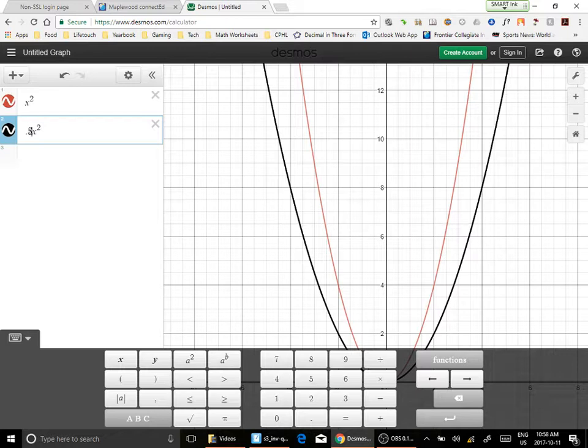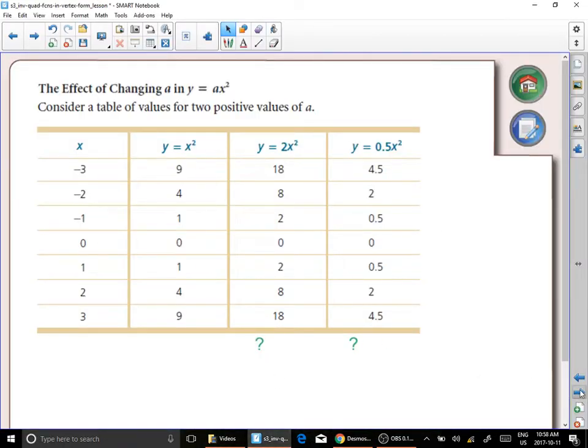When the graph gets narrower, it's because it's being stretched. Narrower isn't really math language. Stretched is more math language. When it becomes wider, it's because it's being compressed. And in both cases, it's vertically. There's a vertical stretch for 2x squared and a vertical compression for 0.5x squared.